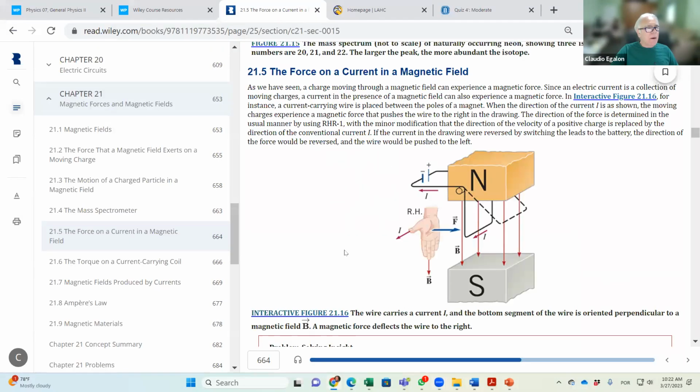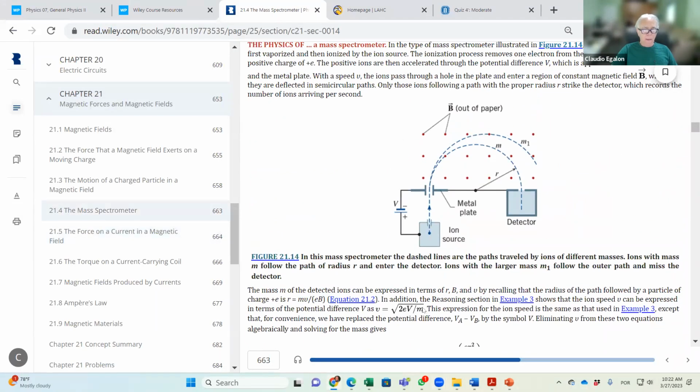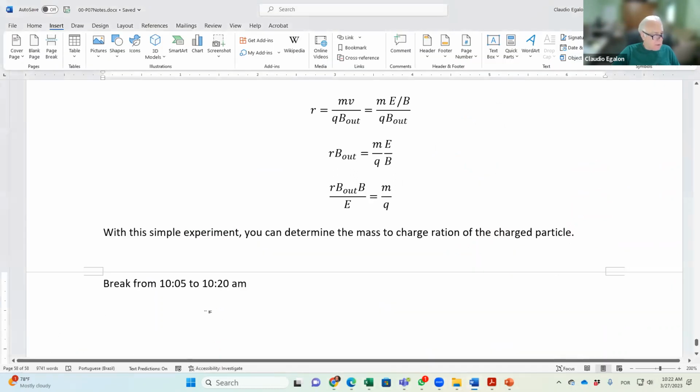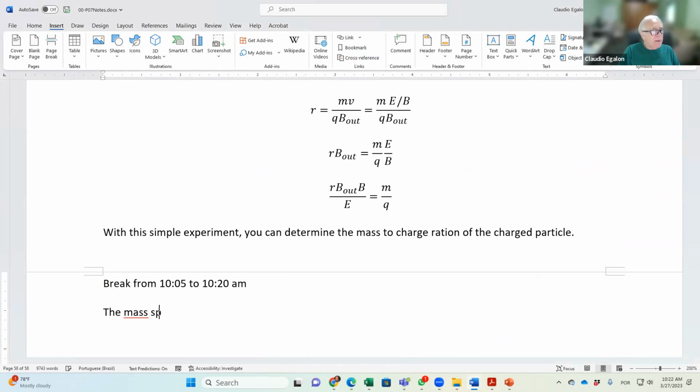Okay, I'm back. Let me do another drawing according to the book. So you have 2 different models of the mass spectrometer. I'm going to write it down. The mass spectrometer has a second configuration illustrated in the book.